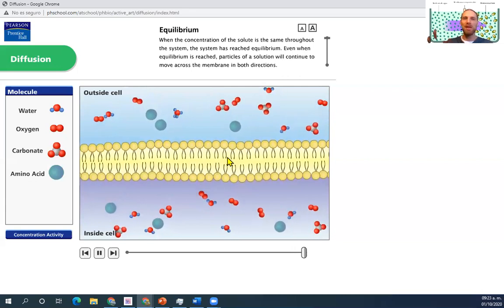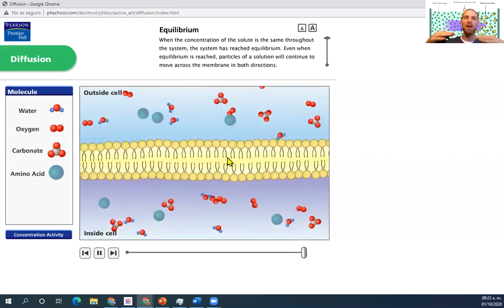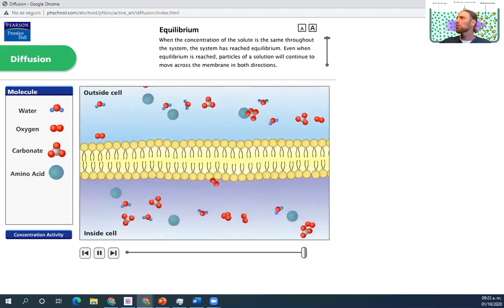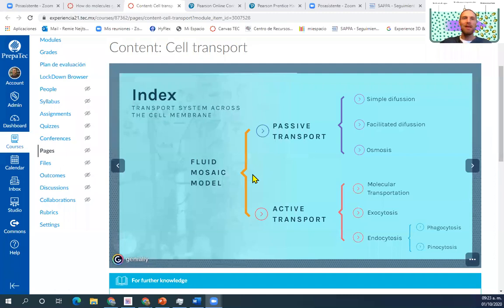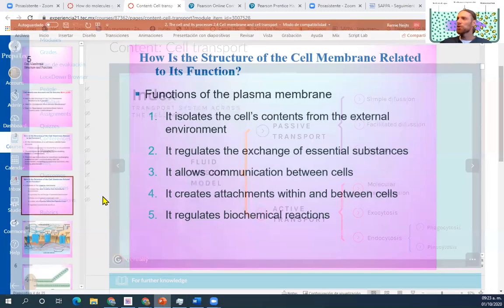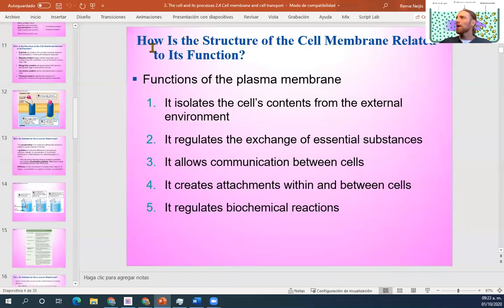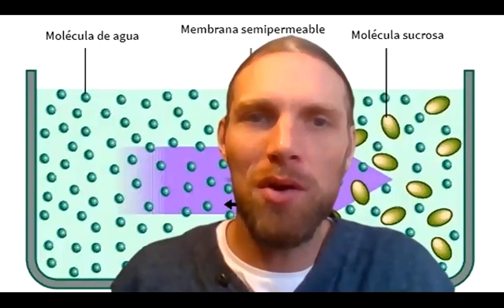In simple diffusion, they can cross through the plasma membrane better, and in facilitated diffusion, they need a protein to pass, okay? Then there is this third thing, osmosis. Students are sometimes confused with it, but it's really simple. What osmosis actually is, is diffusion, but it's diffusion of water, okay? And I like to explain it in the following way.